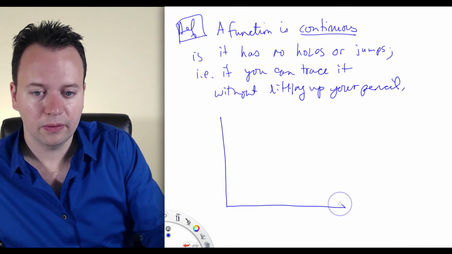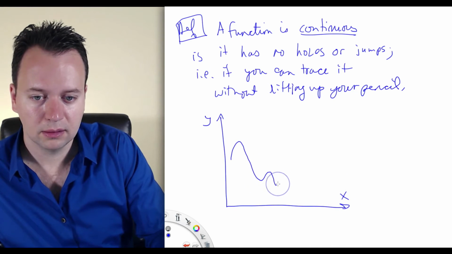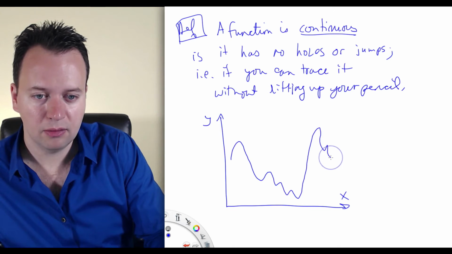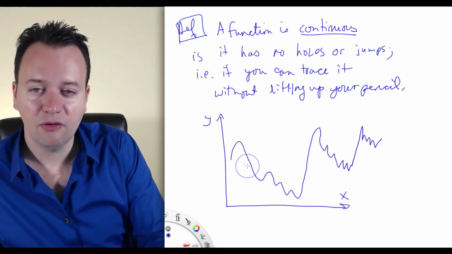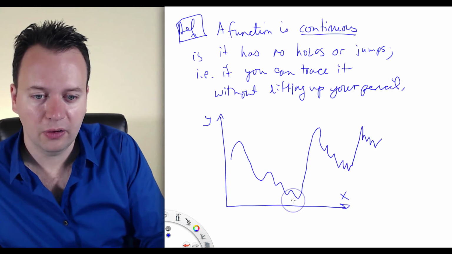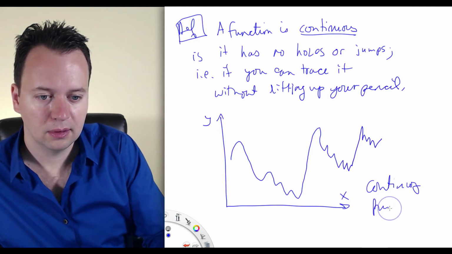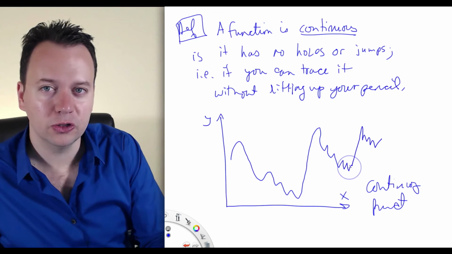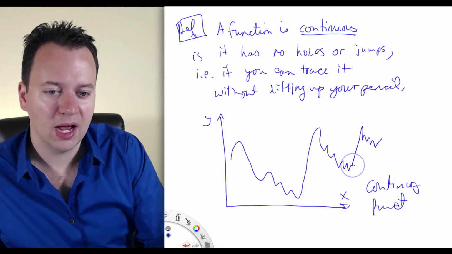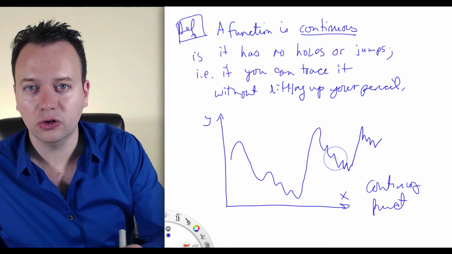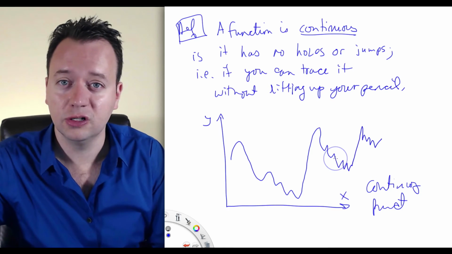Let's do an example. Here's y and here's x. Notice that I never picked up my pencil when I drew out this function. So this is a continuous function. There are some jagged edges to it, so we say it's not smooth. Smooth means there are no jagged edges, but continuous just means you can trace the whole thing out without lifting up your pencil. Let's see an example in which a function is not continuous.